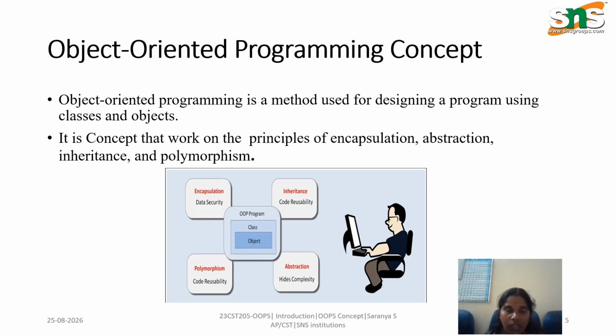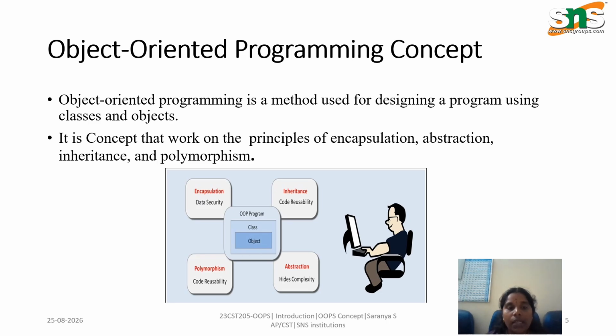In the previous video, we discussed the introduction to object-oriented programming, and now we are going to discuss the basic concepts of object-oriented programming. First of all, object-oriented programming is a concept that works on the principles of abstraction, encapsulation, inheritance and polymorphism. And then, object-oriented programming is a method used for designing a program using classes and objects.